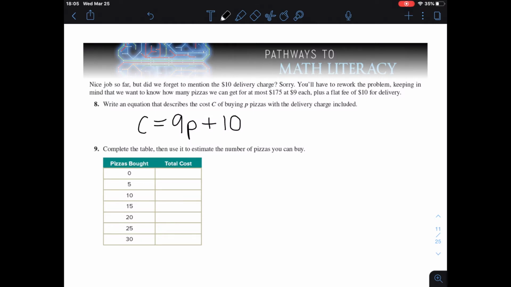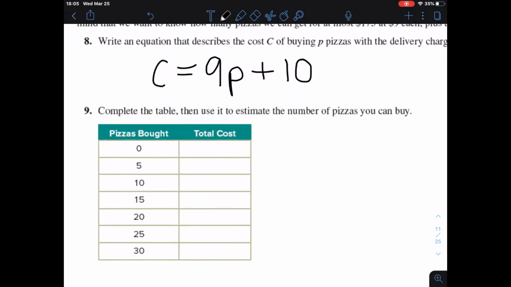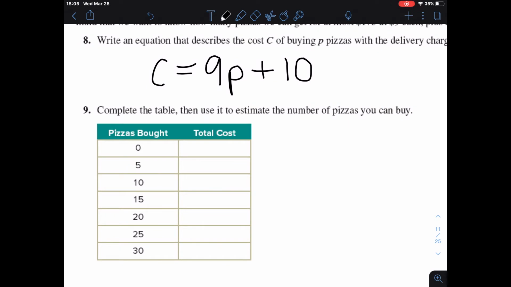Okay. So now when we go to actually figure out the cost per pizzas, we're going to do the same type of thing. I'm going to plug in these values of P into this equation. And then I'm going to use that to try to get an estimate before we figure out exactly how many we can buy. So when we plug in 0, we get 9 times 0 plus 10. So our total cost for 0 pizzas is now $10. So that means we've got that $10 fee regardless.